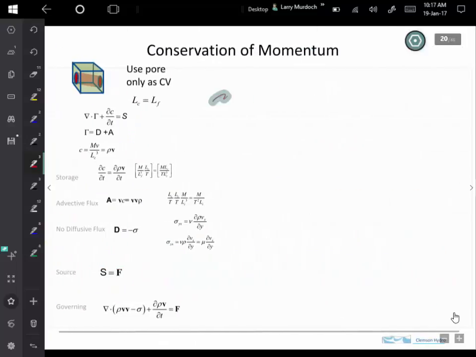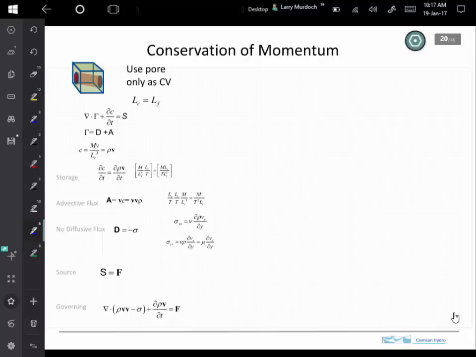All right, so that's conservation of mass. Now we need to do conservation of momentum. All right, so this has a couple of steps.